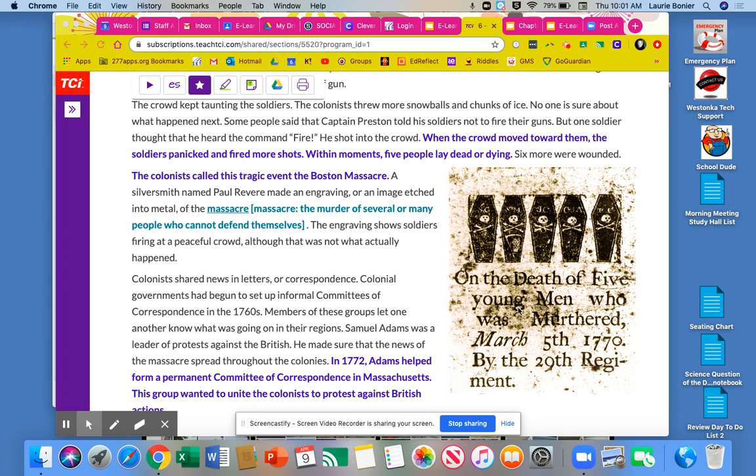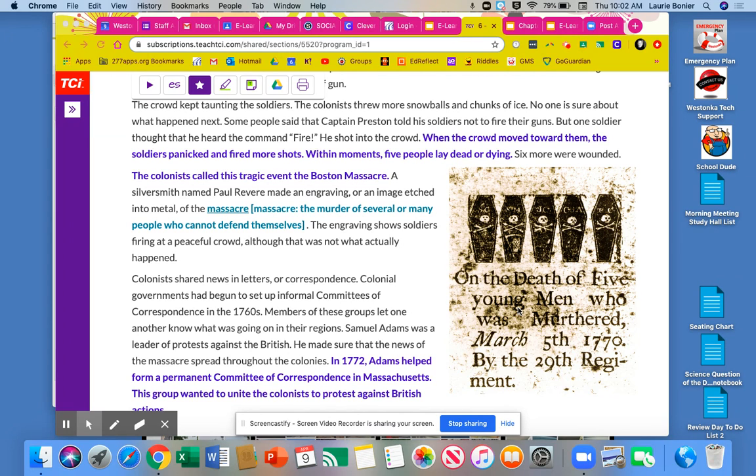One of the British soldiers panicked, didn't know what to do, and he shot into the crowd. And once the one soldier shot, the other soldiers panicked and fired more shots. And within just a few minutes, 5 people lay dead or dying, and 6 more were wounded. The colonists called this event the Boston Massacre.